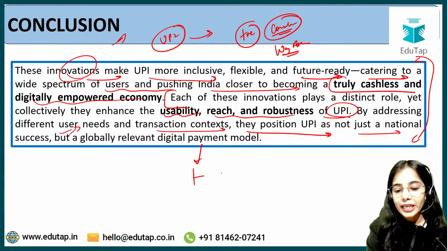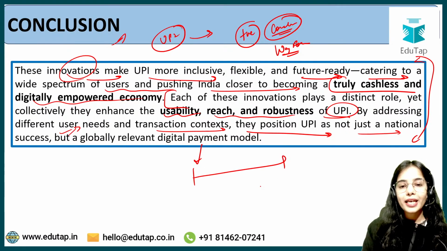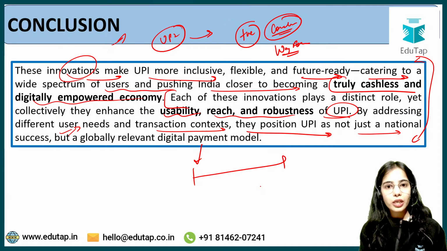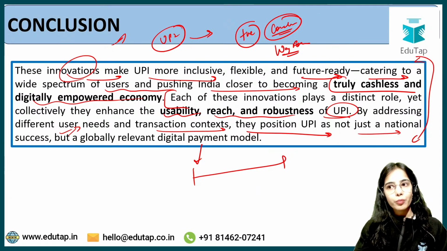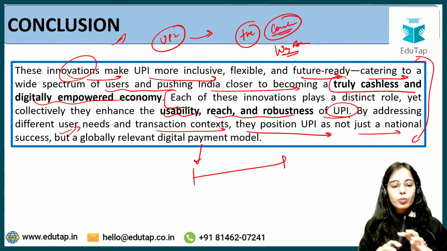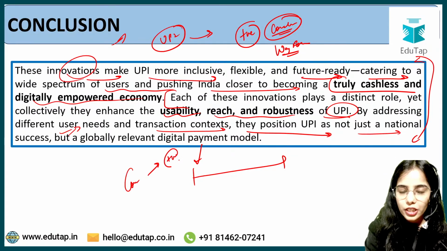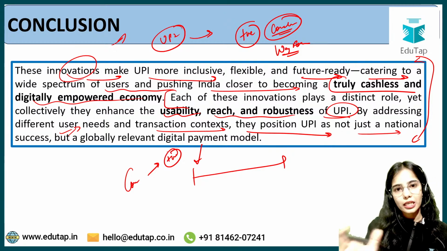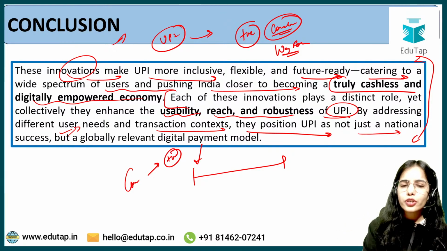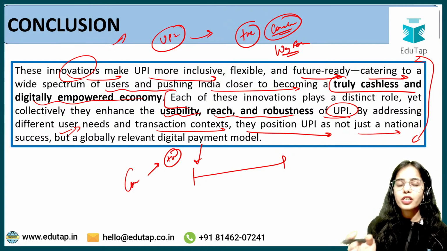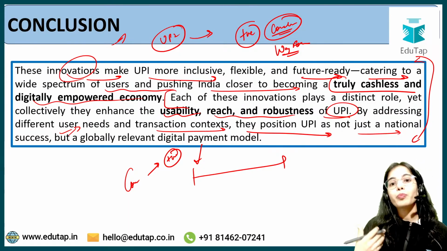Here you can also write a line that the UPI is getting accepted in various different countries like Sri Lanka, Nepal, Bhutan and such. So try to understand that here the conclusion has to be in the positive direction, because the question was in a positive direction. Okay, and the conclusion should always be in a positive direction.